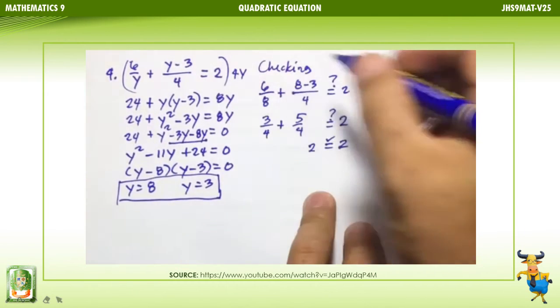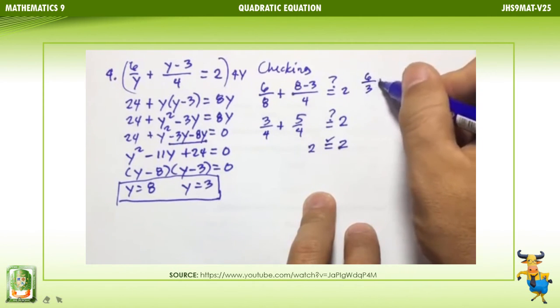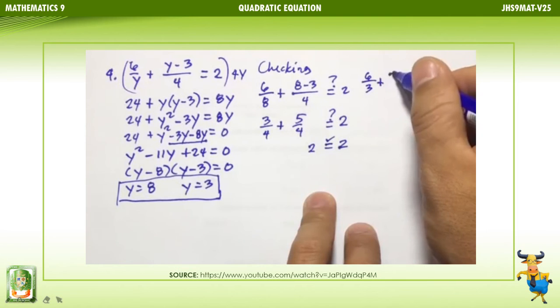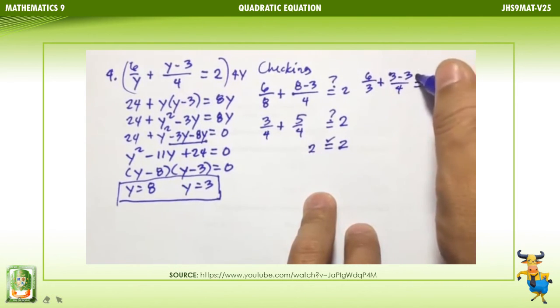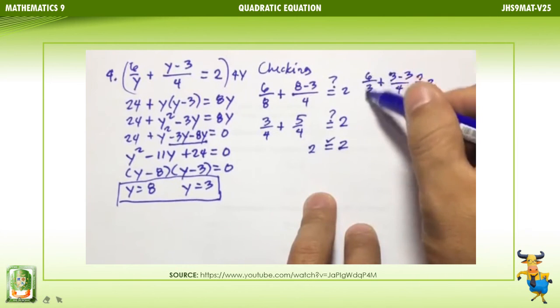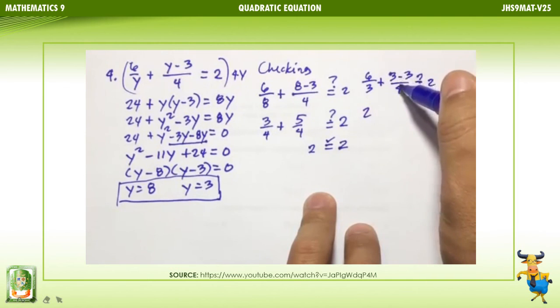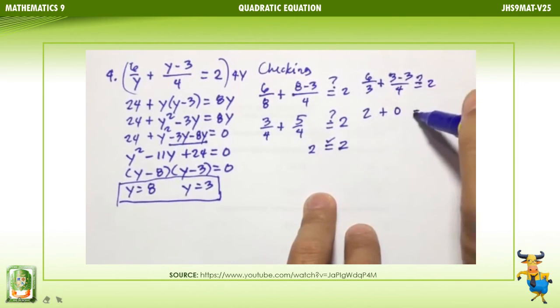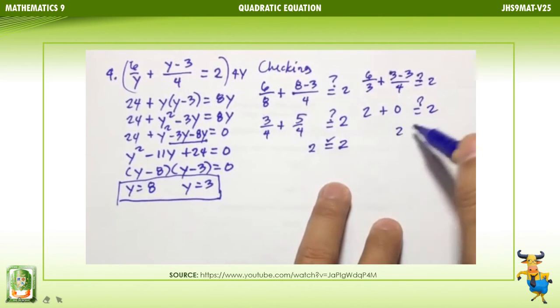Then if y here is equal to 3, so we're going to have 6 over 3 plus 3 minus 3 over 4 equals 2. Then 6 divided by 3 is 2. Then 3 minus 3 is 0, divided by 4 is 0. Then 2 plus 0 is 2 equals 2.